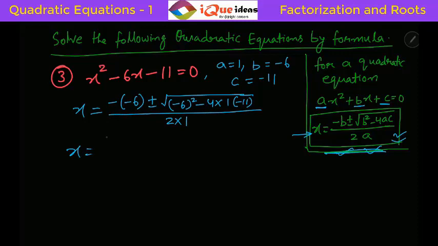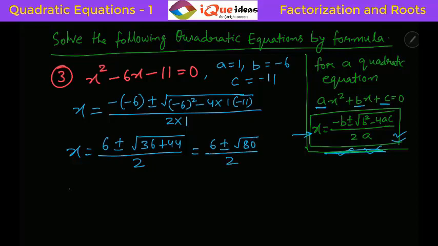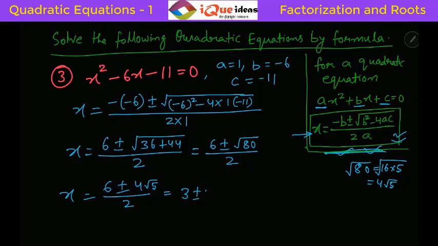So x is equal to minus of minus 6 is plus 6 plus minus square root of, now minus 6 square is 36, minus 4 into 1 into minus 11, that is plus 44. Alright, divide by 1 into 2 is 2. So this gives us 6 plus minus 36 plus 44 is equal to 80. So it is square root of 80 divided by 2. So x is equal to 6 plus minus. Now see, 80 is equal to 16 into 5. So square root of 80 will be square root of 16 into 5, that is 4 root 5. Alright, so it is 6 plus minus 4 root 5 divided by 2. So if you divide by 2, you get 3 plus minus 2 root 5.